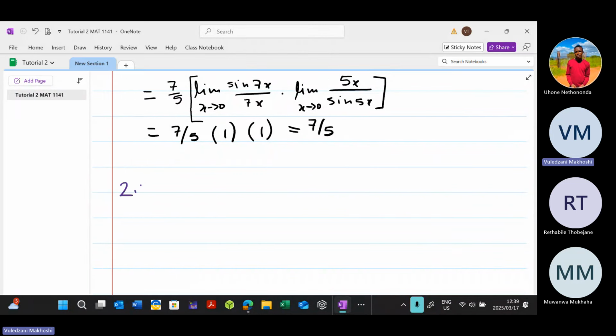2.2. We have the limit when x is approaching 0 of sine squared of x over 4x squared, like that.